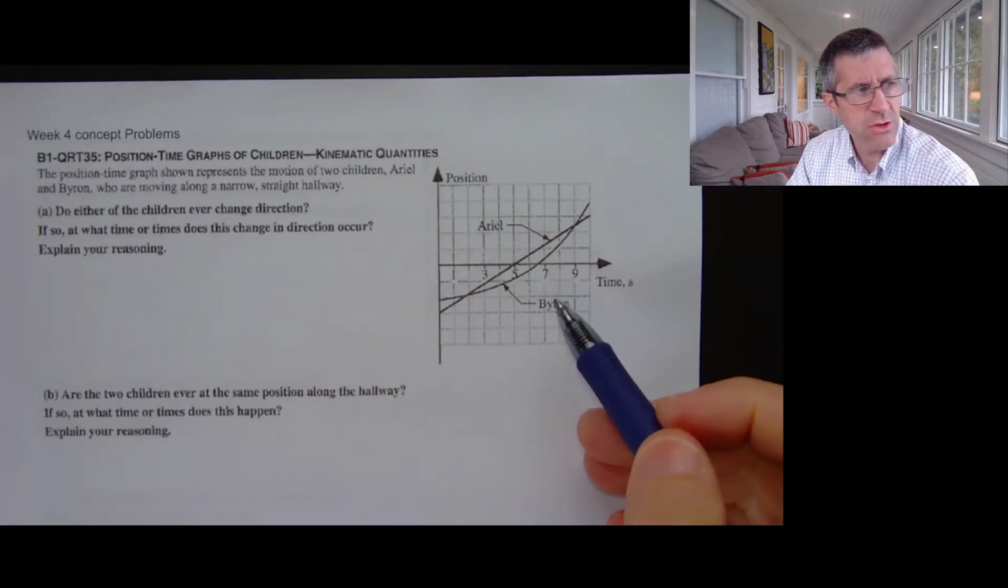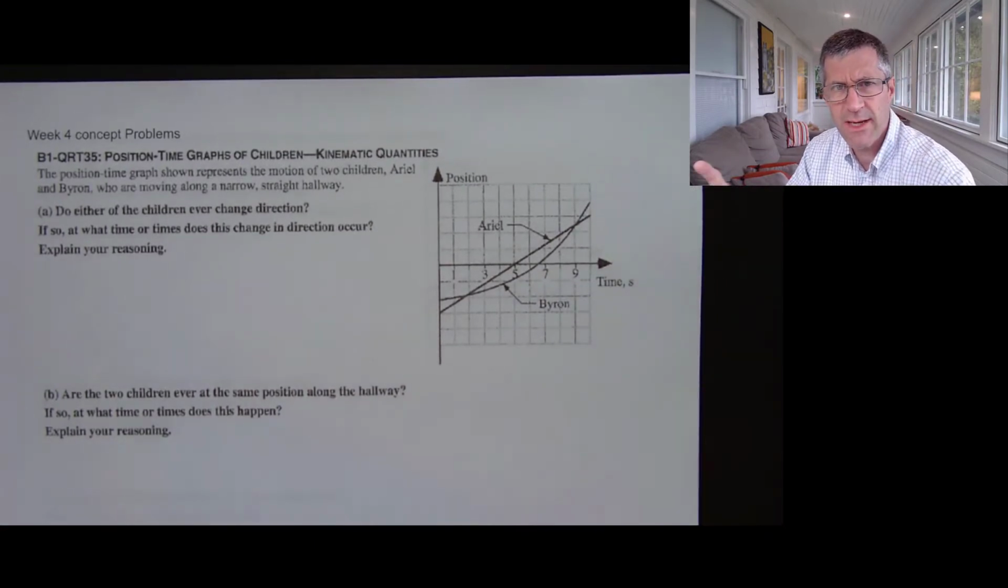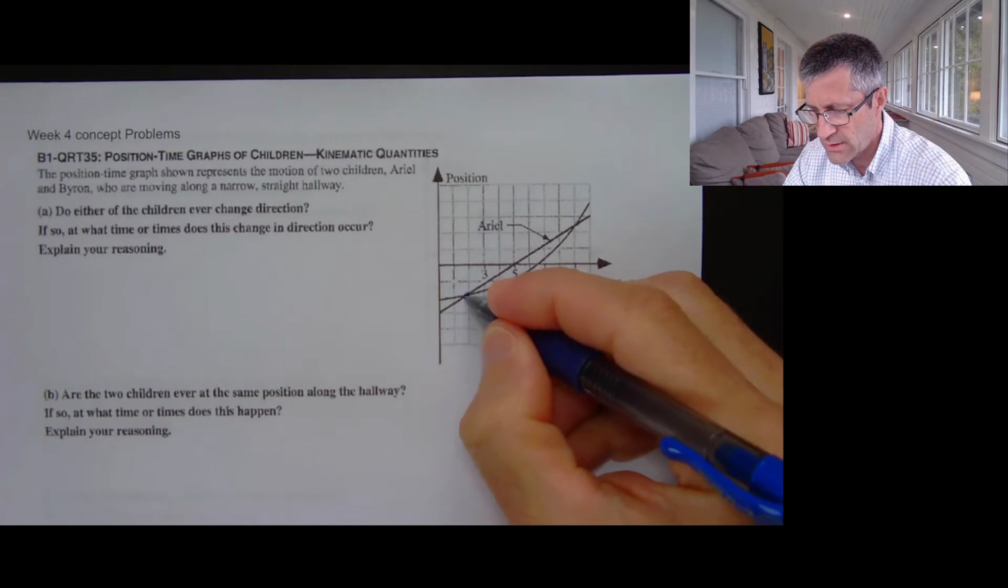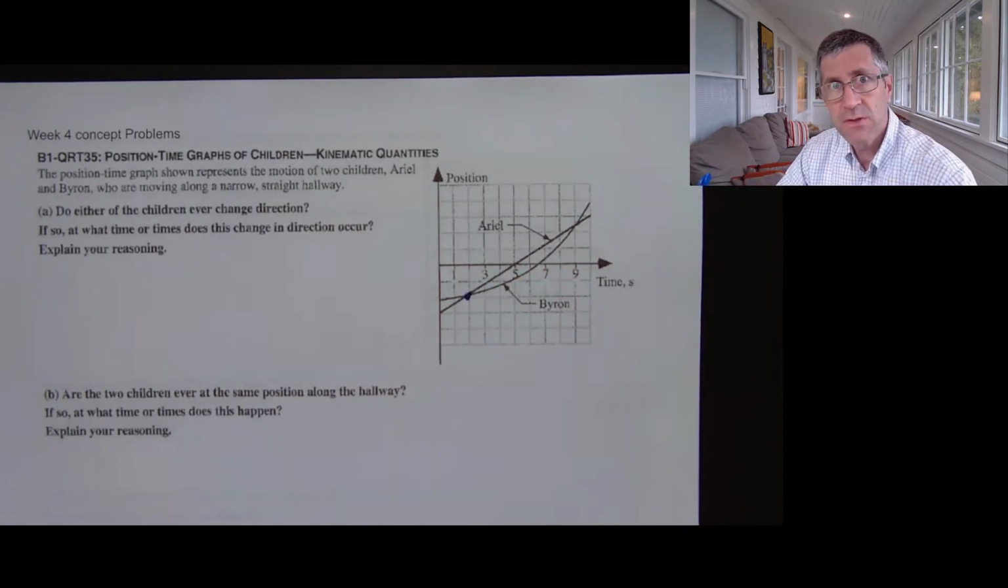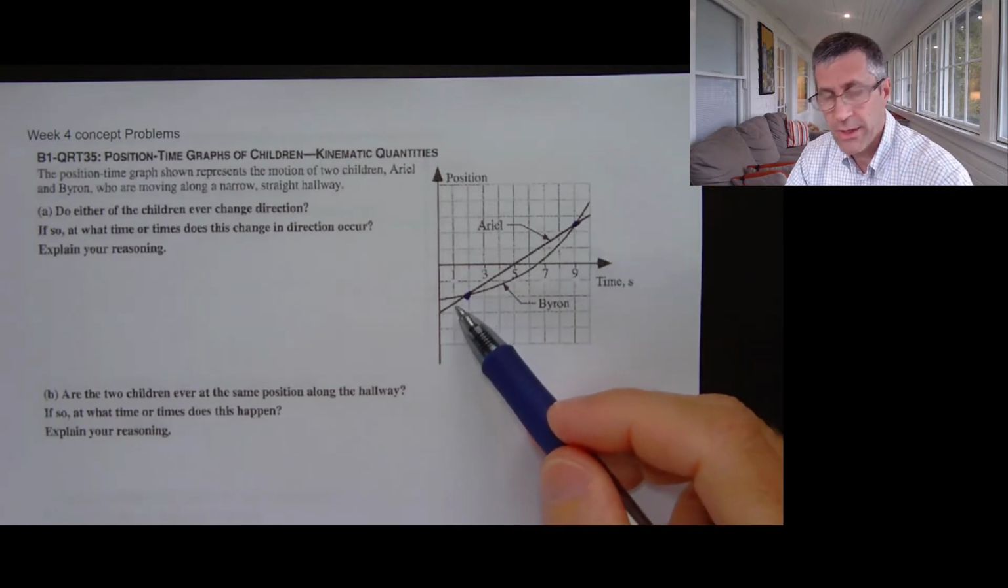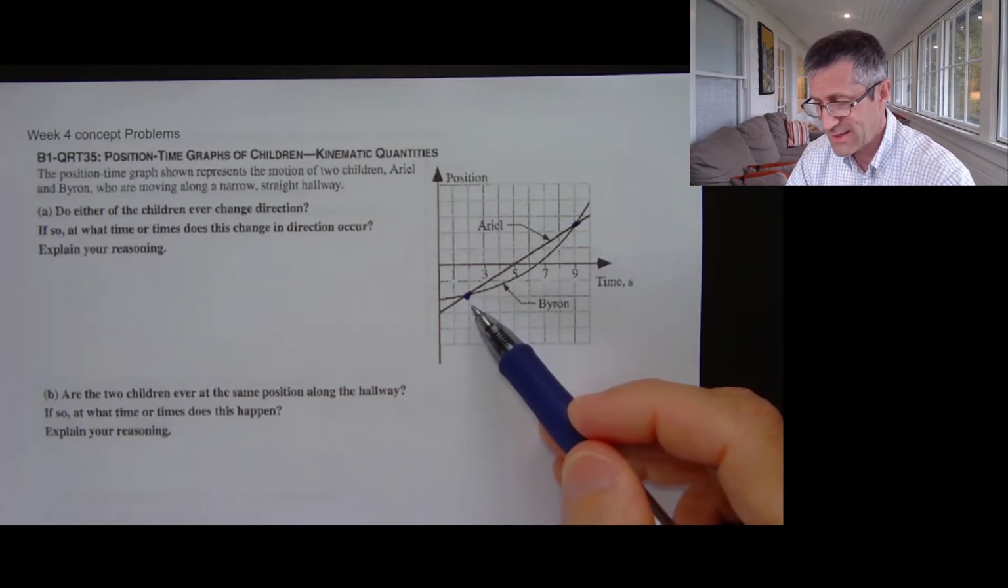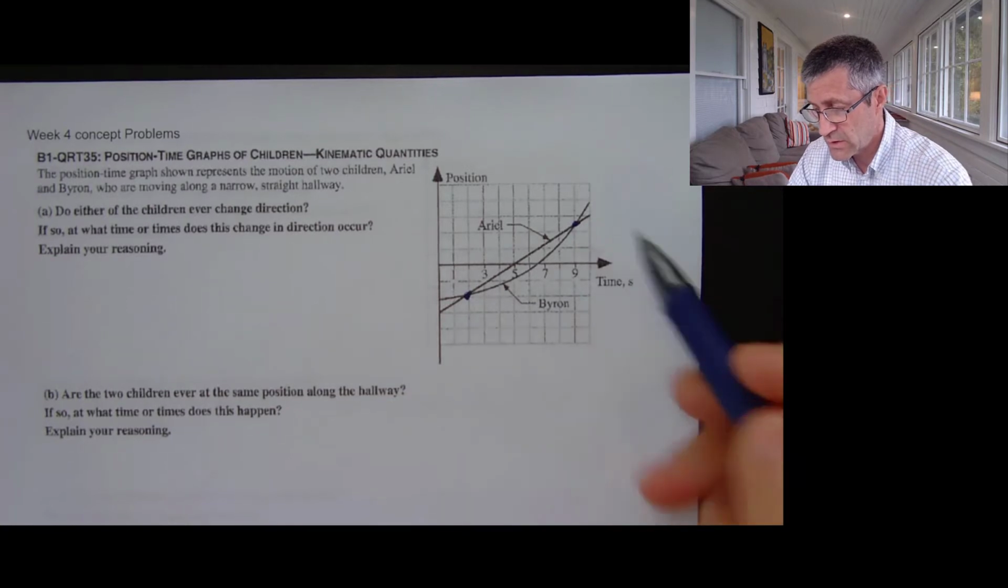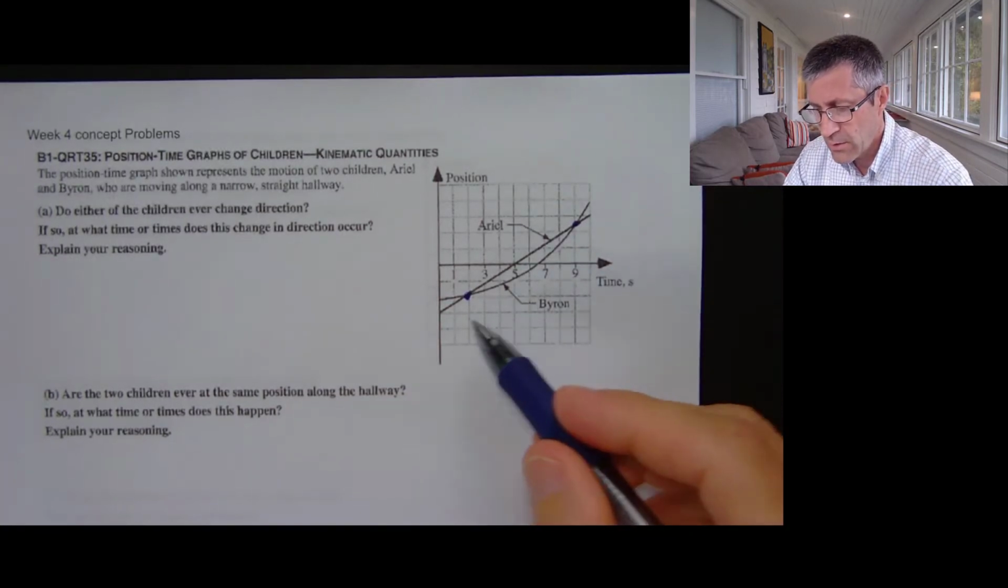So first one, this is a position time graph. So when things cross on a position time graph, they're at the same position, right? So be careful about that. So here, Ariel and Byron, they are at the same place at the same time, twice in this curve.